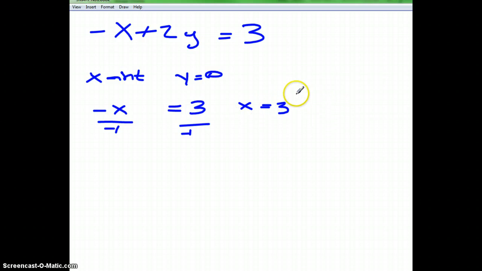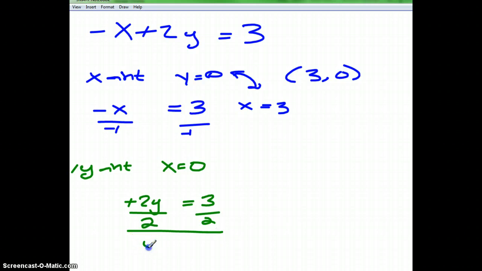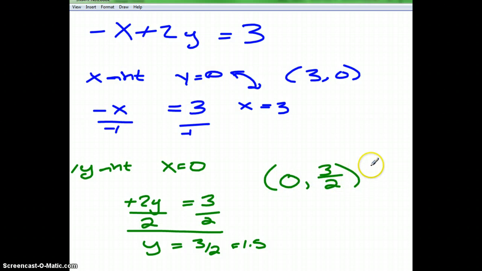Okay, so remember that y was 0, I just found that x is 3, so that intercept is the ordered pair 3, 0. Okay, that's my x-intercept. Let's find the y-intercept. For the y-intercept, I need y, right? So I know that x has to be 0. So I've got 0 plus 2y equals 3. So if we divide by 2, we see that y is 3 halves, or 1.5. We know our x value is 0, so put those together, it's 0, 3 halves, or 0, 1.5.